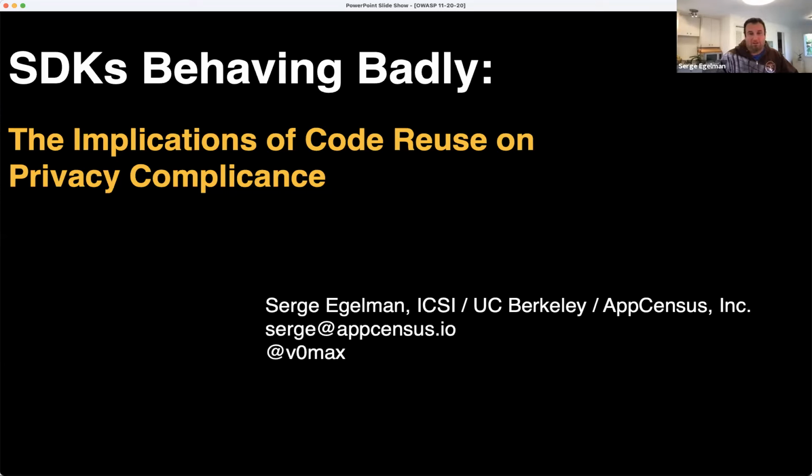I'm Serge Egelman, and I have 3 jobs. For the past about 10 years, I've been working at the International Computer Science Institute, which is a research institute affiliated with UC Berkeley. And from that, I've spun off a startup, AppCensus. My research has been focused on looking at privacy of mobile apps. And so this talk is the summation of things we've learned over the past 10 years or so, and implications for practitioners, and how a lot of the bad privacy behaviors that we observe are due to misconfigured SDKs.